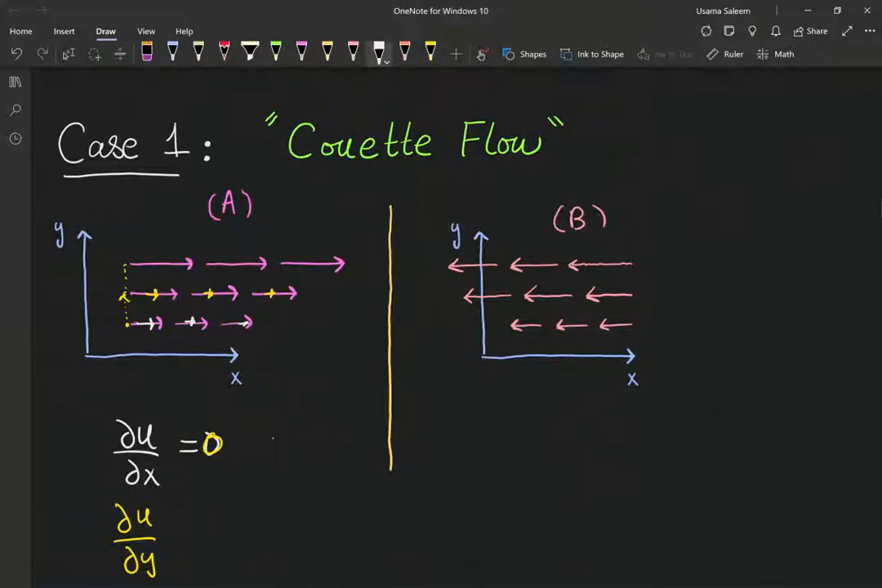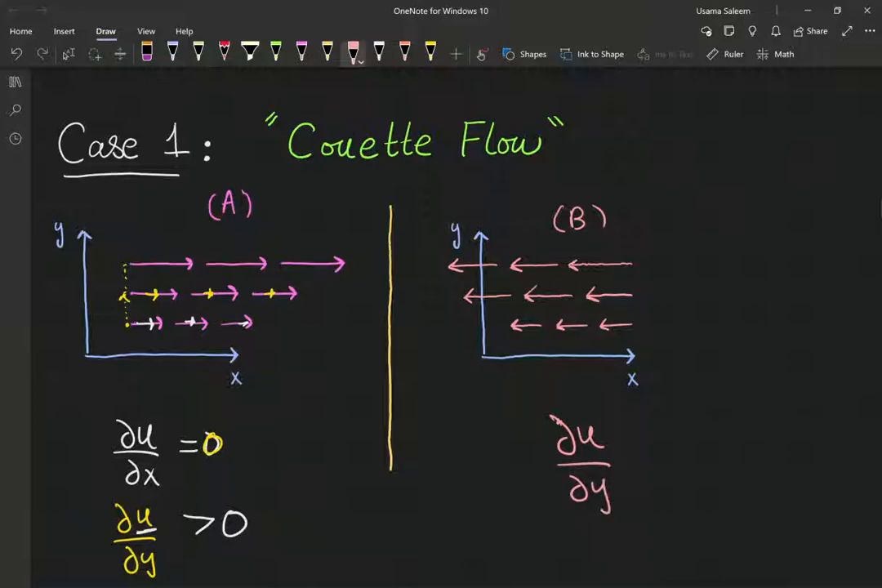The derivative of u with respect to y is actually positive. The horizontal velocity is increasing in the y direction. What about this one?